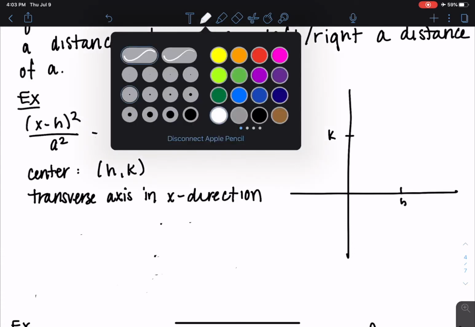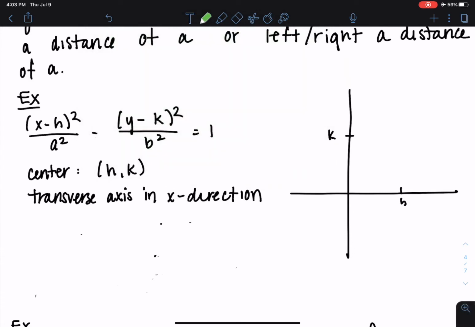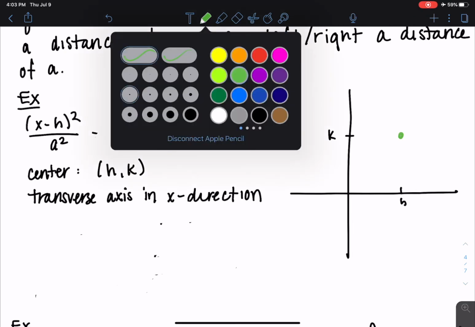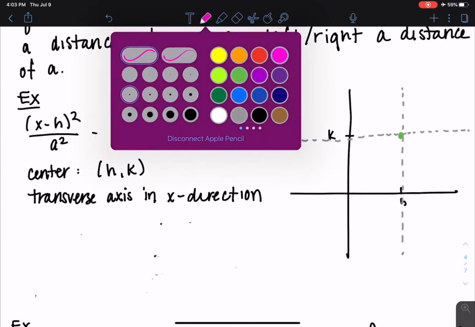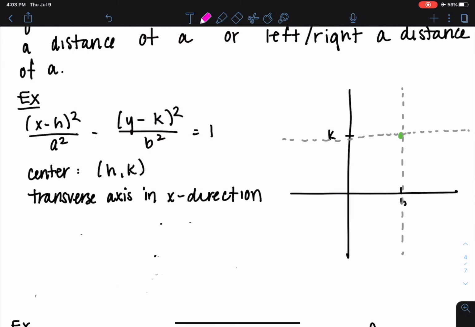And so to figure out all of our pieces of information, I'm going to first plot that center. You can go ahead and ghost in the same dotted lines to help you out if you need to, but this is our new center. To find our vertices, because it's opening in that x direction, you go left and right a distance of a. So you're not affecting the y value at all, you're just changing that x direction.